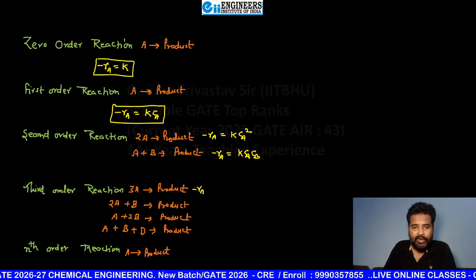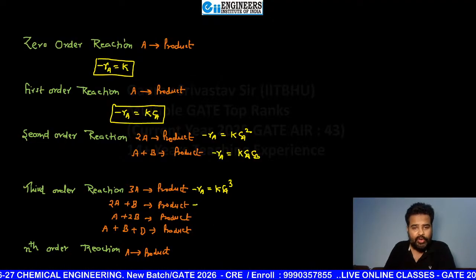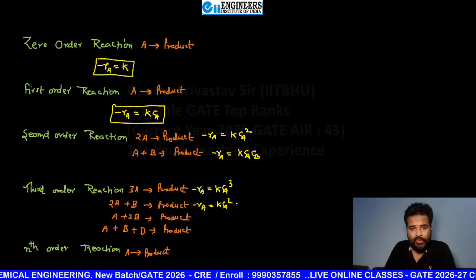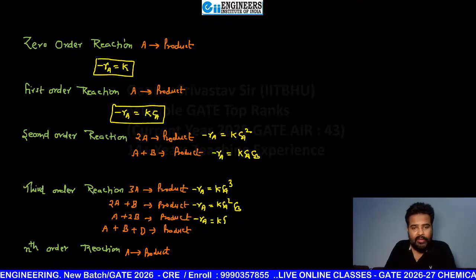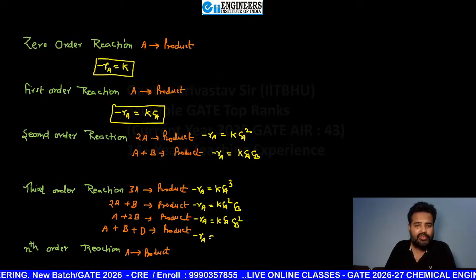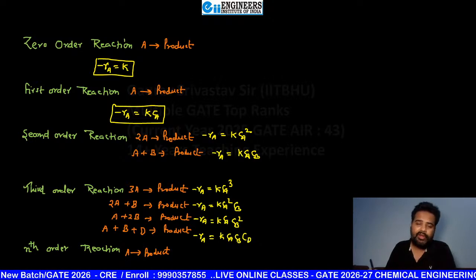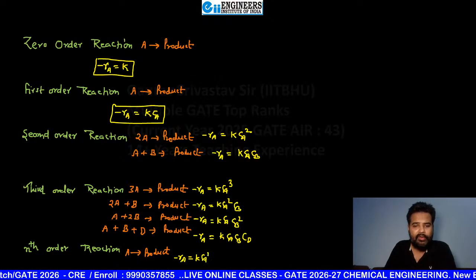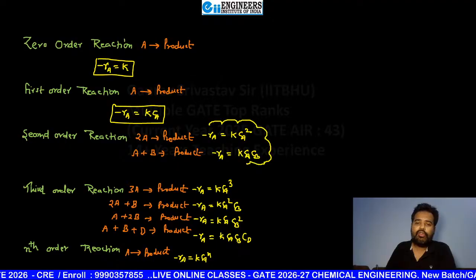Similarly, here, my dear students, you can write Ra is equal to k Ca cube. Here you can write Ra is equal to k Ca square into Cb. Here you can write Ra is equal to k Ca Cb square. We are assuming all these equations as elementary reactions. So Ra is equal to again k Ca Cb Cd. And here, my dear student, you can write just Ra is equal to k Ca raised to power n. So these equations we are going to discuss.